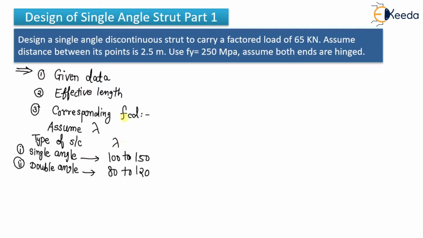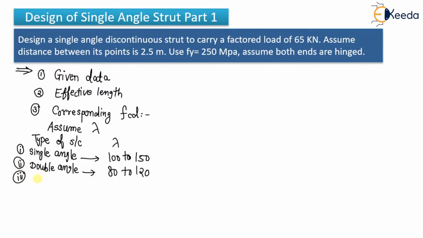But first, as the section is not given, how will you decide what section you should use? They have given just single angle discontinuous strut, they have not given any section. So for assumption of section, from the value of lambda you will calculate certain value of FCD, and from FCD you will try certain section. That is what I am trying to explain, and you will understand it. Just write down the steps that you have to follow, and ultimately I'll explain the full numerical to you.